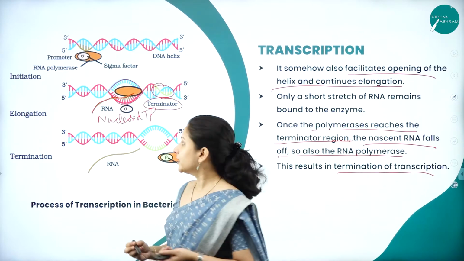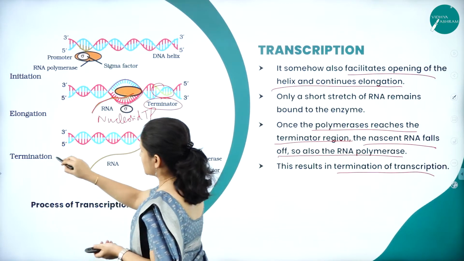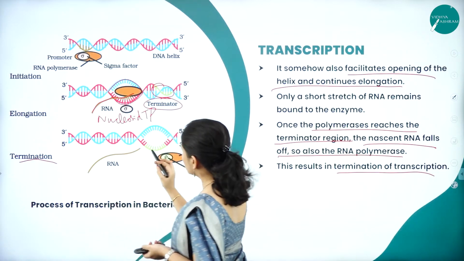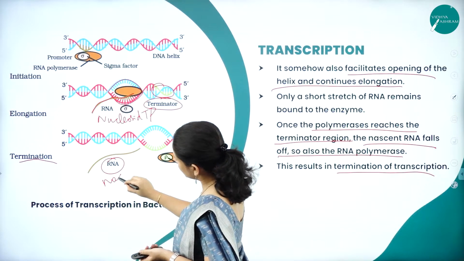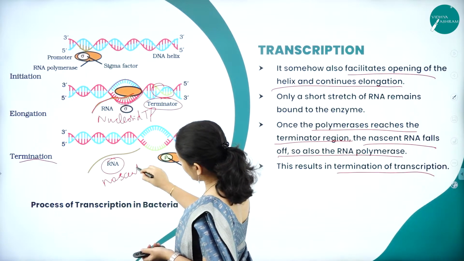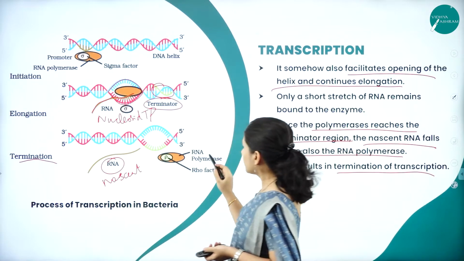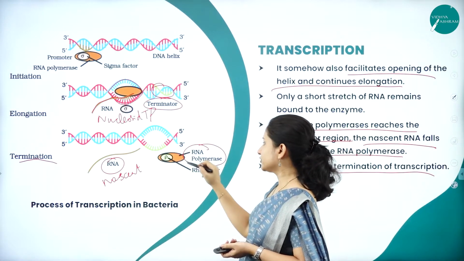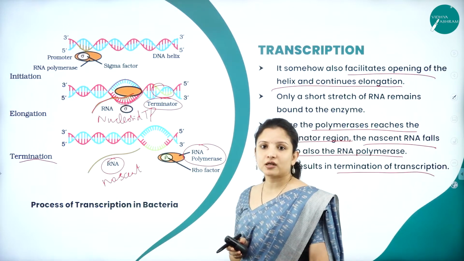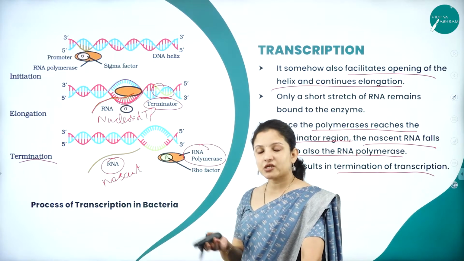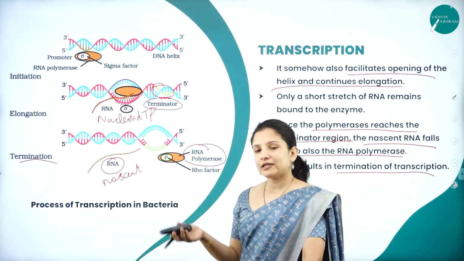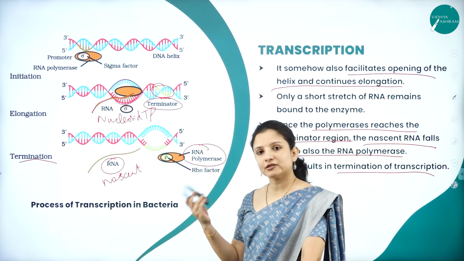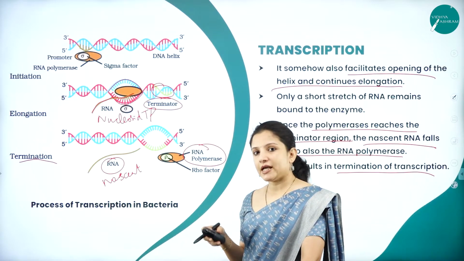So as you can see here, once it reaches the termination step, the nascent RNA will just fall off. Along with that, RNA polymerase will also come out. Why will RNA polymerase come out? Once it reaches the termination, should it unwind the DNA after that? Not needed, right? So that is why its work is over, and it will just come out of the DNA strand.